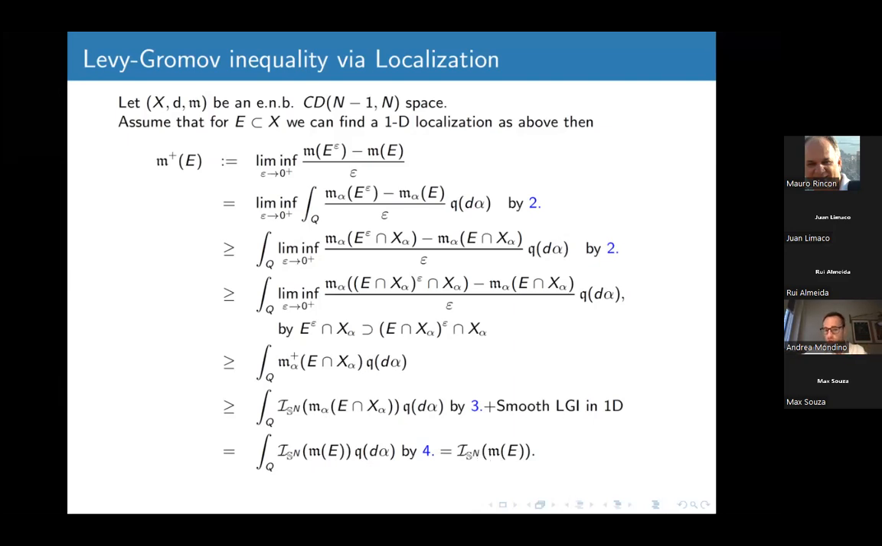Now, in order to prove the stability, one needs to check what happens when the equality is almost achieved, and this requires quite some work, and I don't have time for doing it. So thank you very much for your attention, and if you have some questions, I will be happy to discuss them.